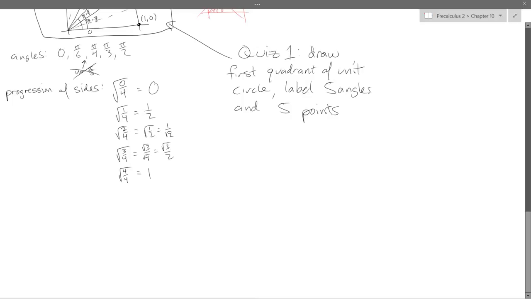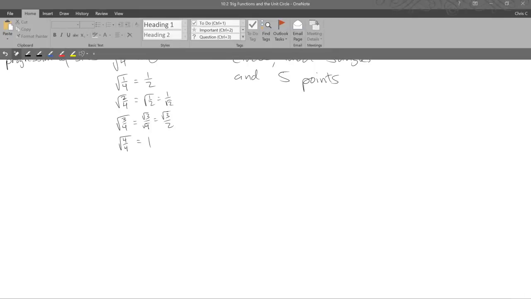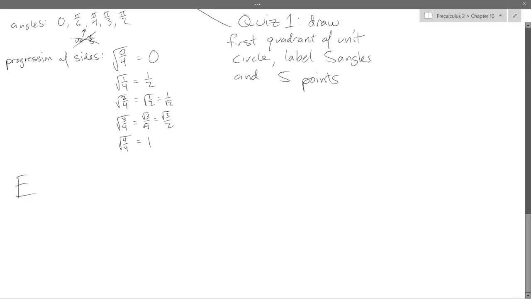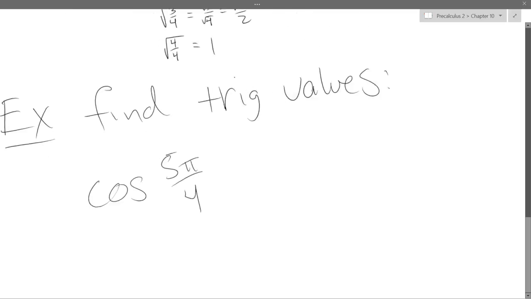So now that we have our first quadrant, we're going to introduce reference angles soon, but not quite yet. We're just going to use intuition right now to get trig values on angles outside of the first quadrant. So we're going to do these one at a time to find these trig values. Cos 5 pi over 4 is the first one we'll do.